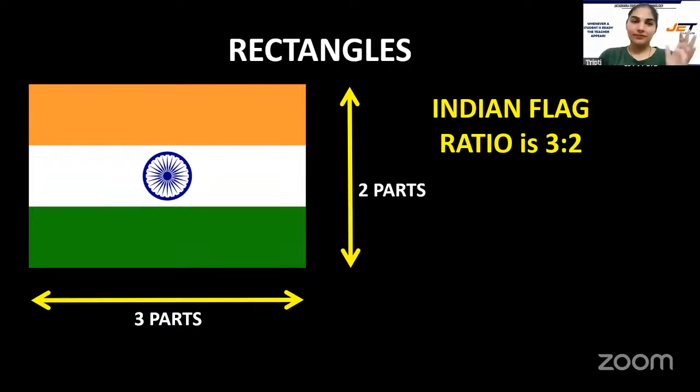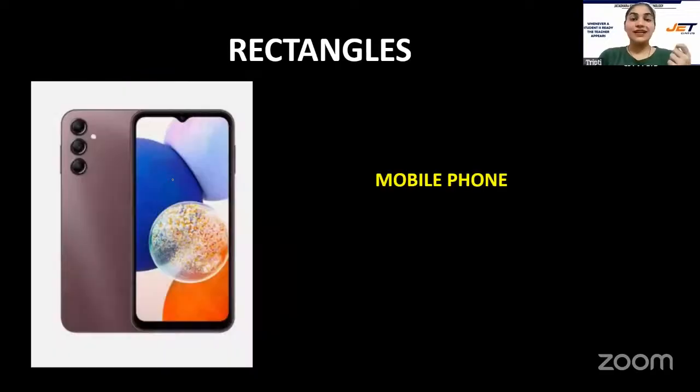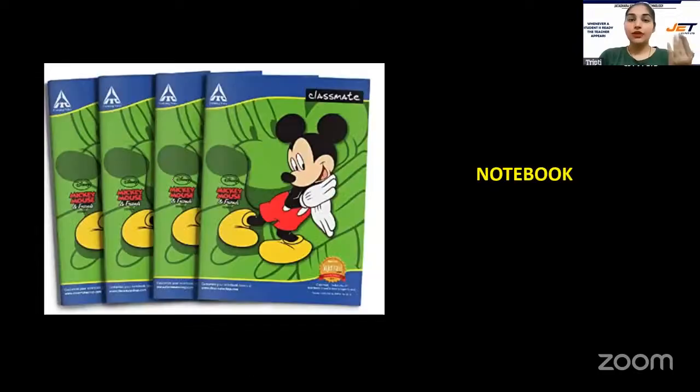Now, there are some examples of rectangles, like the Indian flag. Basically, this is the flag of India, which is rectangular in shape in the ratio of 2:3, you can say. Then the door, the almirah, mobile phones, your notebook, right? Your TV is rectangular in shape.